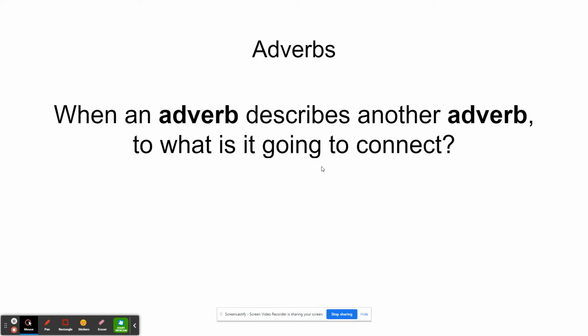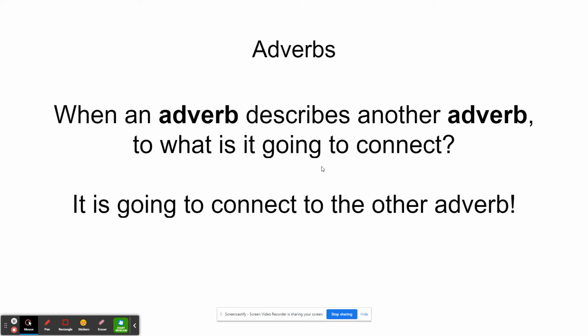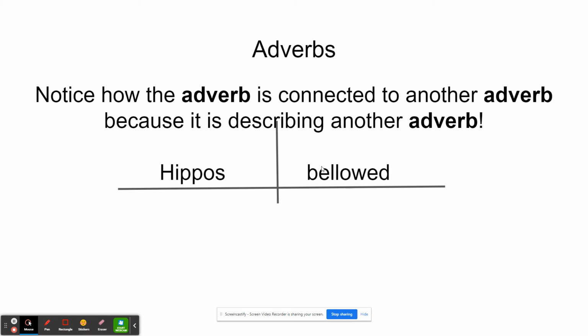So in this lesson, we're going to talk about this question. When an adverb describes another adverb, to what is it going to connect? Did you say it's going to connect to the other adverb? Absolutely. Words that are describing other words are going to connect to those words. Let me show you what I mean. So remember our core from that very first sample, hippos bellowed. Hippos bellowed loudly. Loudly is describing bellowed, an adverb describing the verb.